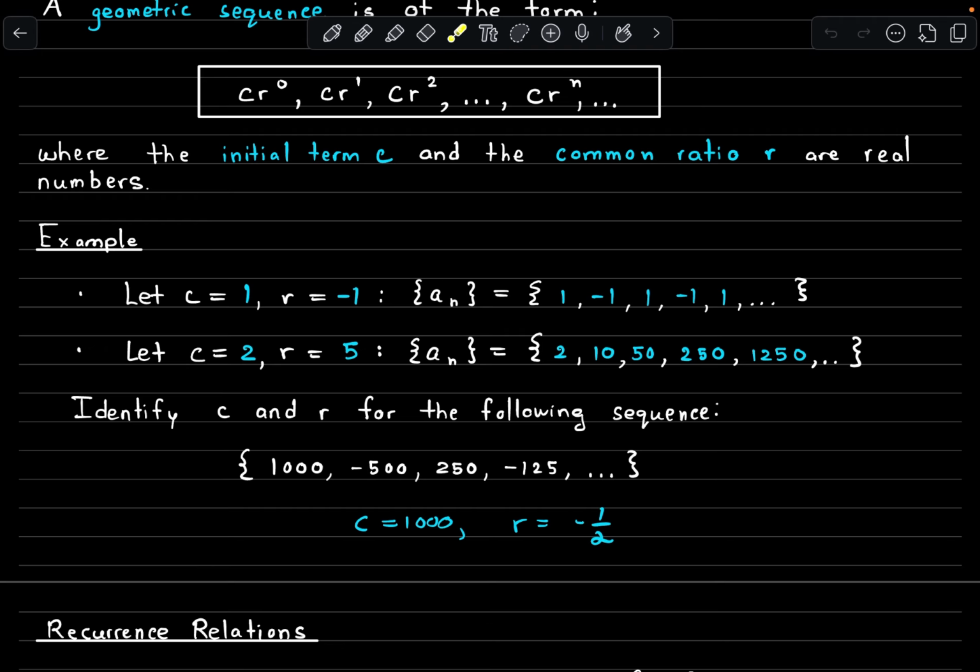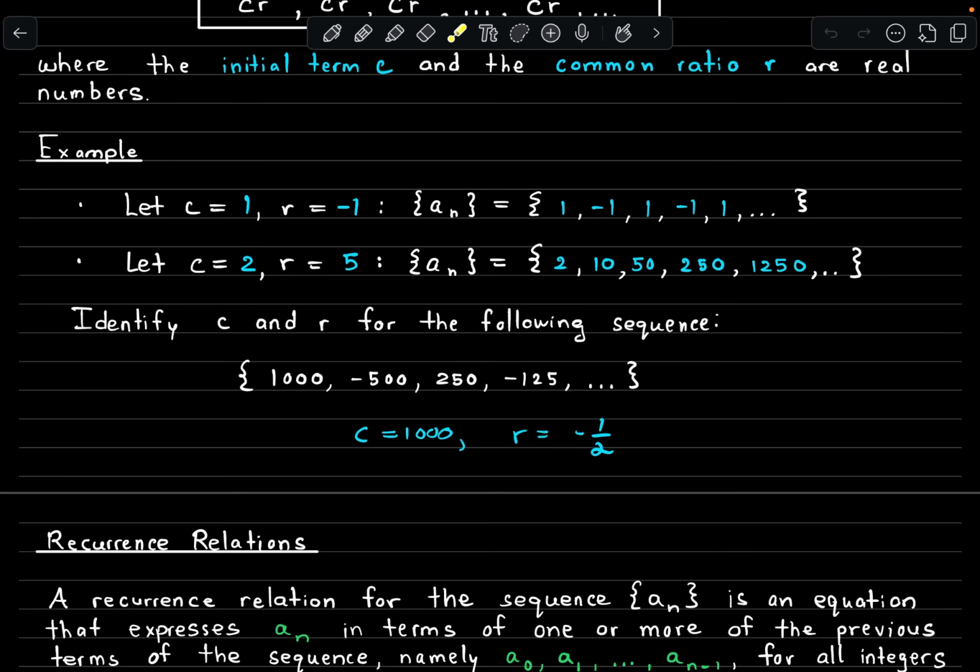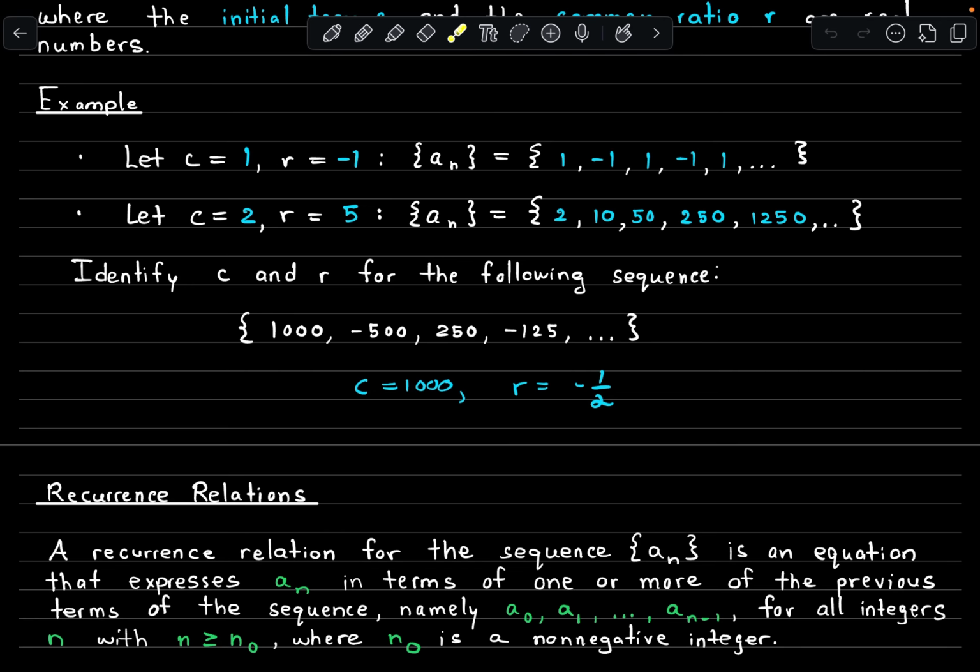Okay, well, that brings us to our next topic of interest, which is what's called recurrence relations. Okay, so a recurrence relation for our sequence A sub n is going to be an equation that expresses A sub n in terms of one or more of the previous terms of the sequence. Okay, so it could be A sub 0, A sub 1, A sub n minus 1, right? Whatever, just the last term, the previous term before A sub n was.